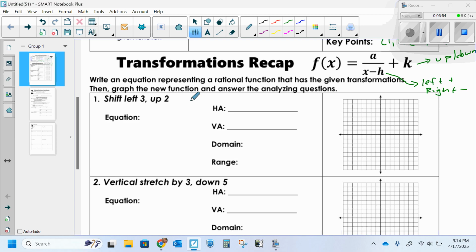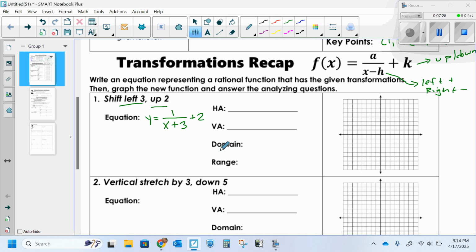So I want you to write an equation that goes left 3 and up 2. So we'll write it here, y equals, we can use f of x or y, it doesn't matter, okay? I have no vertical stretch or compression, so my a value is 1. Left 3, that's with the x, it's affecting the x value. It's taking it to the left, so we write plus 3, and up 2 means plus 2. So up 2, left 3.